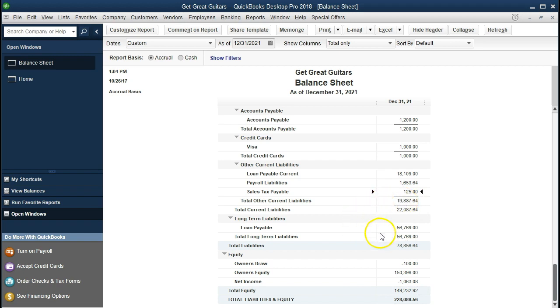Then we have the long-term liabilities. These are things that are going to be due within a longer period than just 1 year. So this is a loan that we took out, and this portion of it is not going to be paid back within 12 months, but paid back in a period more than 12 months. And so that will be that item, and that's our total liabilities.